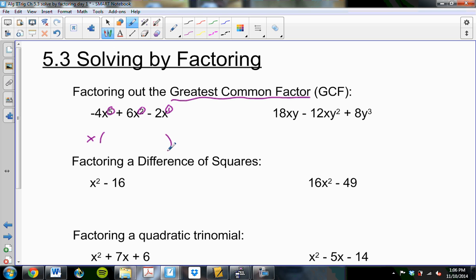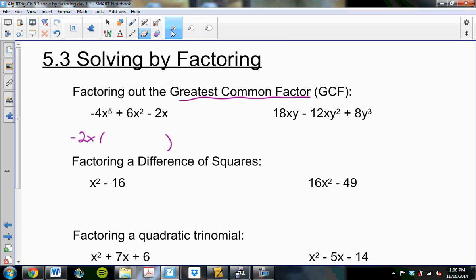Then I look at these coefficients. The greatest coefficient factor these all share in common is a 2. So I also pull a 2 out. 2 goes into 4, 2 goes into 6, and 2 goes into 2. Since the leading coefficient is negative, whenever the leading coefficient is negative, you pull out a negative. You will do that every time your leading coefficient is negative. So I'm going to pull a negative 2x out of this trinomial up here.